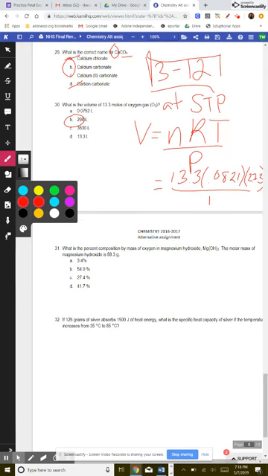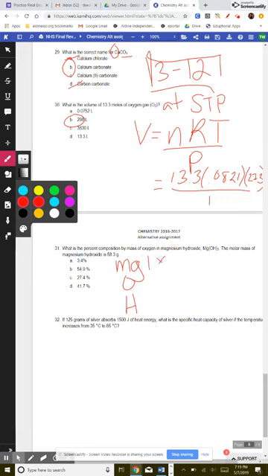All right, we're almost there. It says, what is the percent composition by mass of oxygen in magnesium hydroxide? And it gives you the molar mass of magnesium hydroxide. So this becomes really easy. Actually, it makes sense to just go ahead and calculate the molar mass of magnesium hydroxide, because that's our steps.